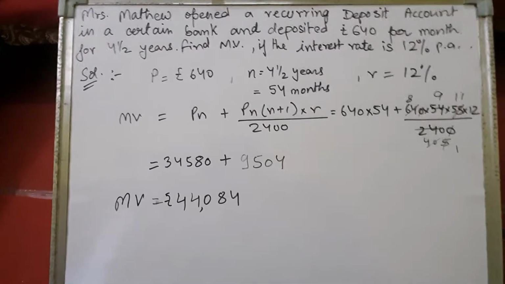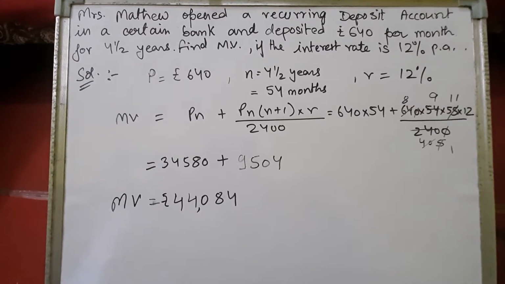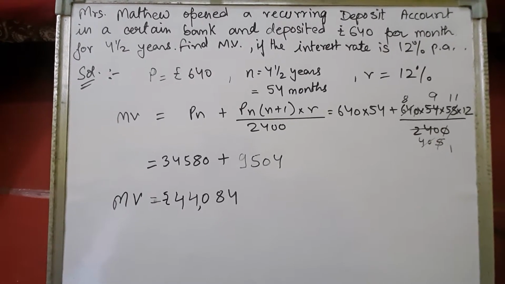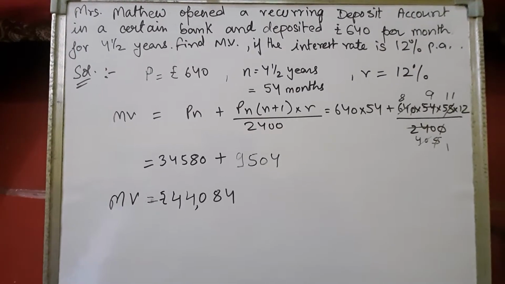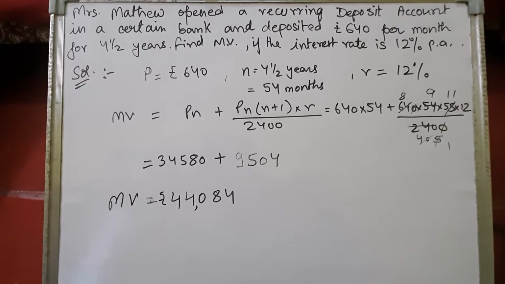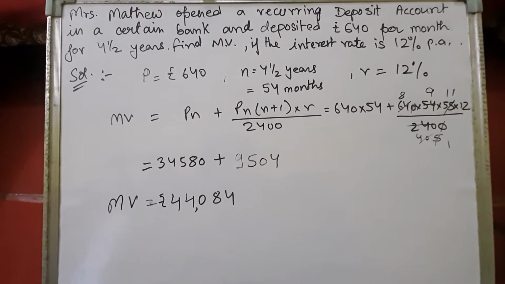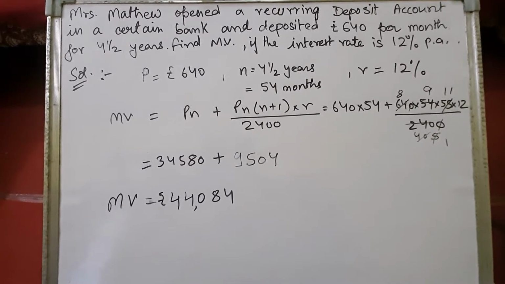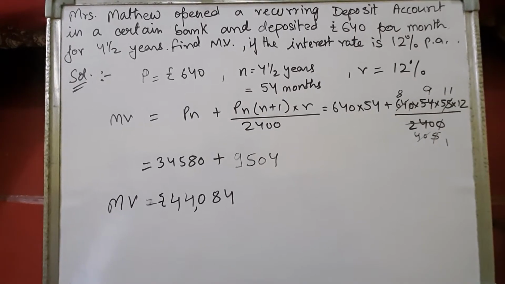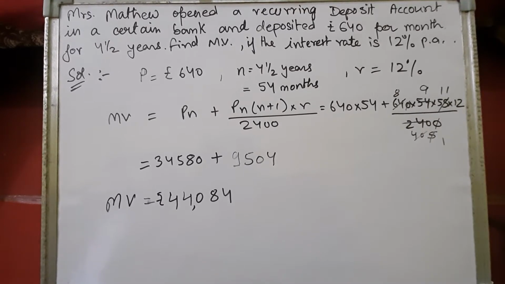Let's see another sum, children. This question says that Mrs. Matthew opened a recurring deposit account in a certain bank and deposited rupees 640 per month for 4.5 years. Find the maturity value if the rate of interest is 12% per annum. That means the amount deposited per month is given, the number of years is given, and the rate of interest is given. Again, we have to calculate the maturity value that Mrs. Matthew will receive after 4.5 years.